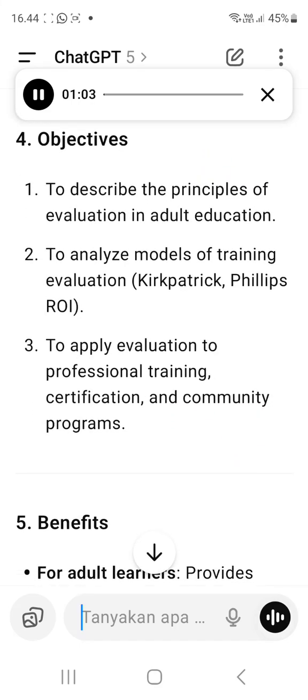4. Objectives. 1. To describe the principles of evaluation in adult education. 2. To analyze models of training evaluation, Kirkpatrick and Phillips ROI. 3. To apply evaluation to professional training, certification, and community programs.